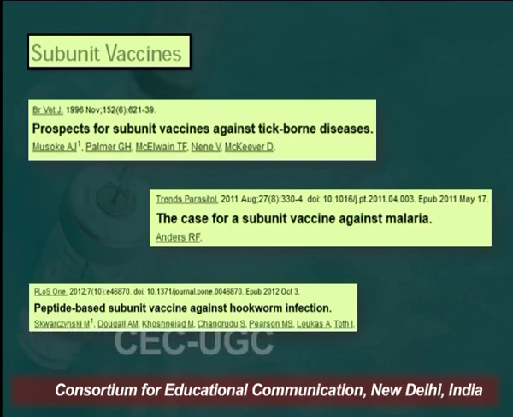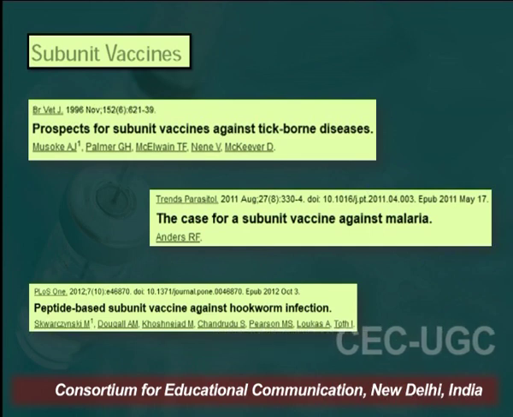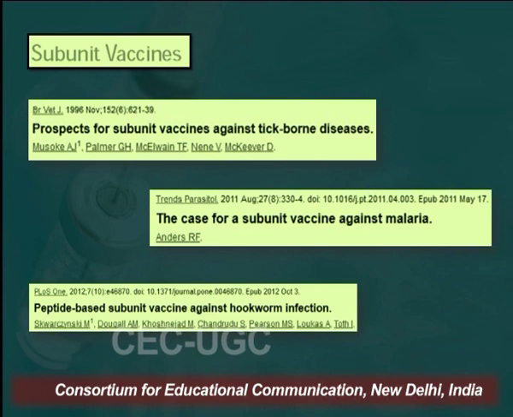Now there are various subunit vaccines which have been reported over a period of time. For example, for tick-borne diseases, some of the subunit vaccines are under clinical trials. Then the subunit vaccines against malaria are also in clinical trials. Then for hookworm infection, again some subunit vaccines have been developed. So the subunit vaccine is a very important form of vaccine which is now being developed and processed using this technique.